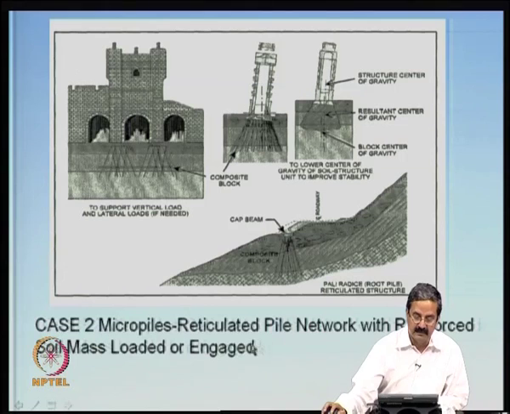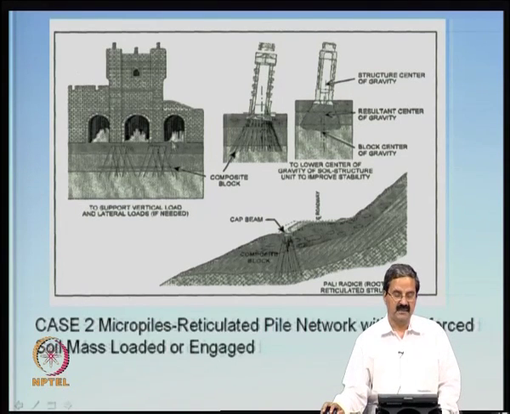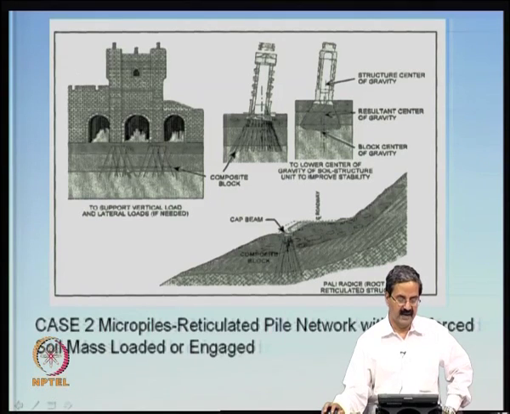Case 2 is another example, of a reticulated pile network with reinforced soil mass loaded or engaged. Essentially, imagine that this is a very old building where we find a lot of cracks, and then you calculate and find that these cracks are because of differential settlement. When you know that the cracks are because of differential settlement, you have to see that the strength of the soil in that place is increased, and you have to reinforce that. So you do that, and they are useful in this direction.